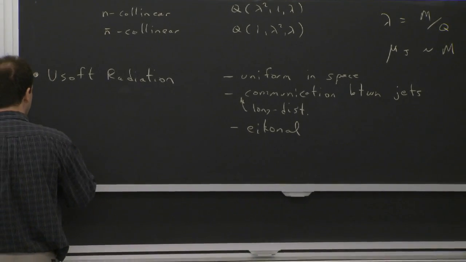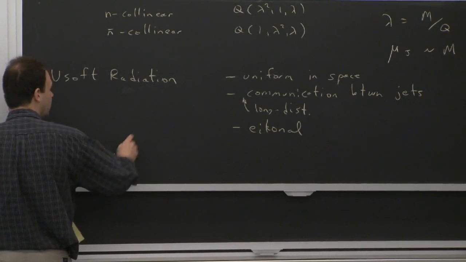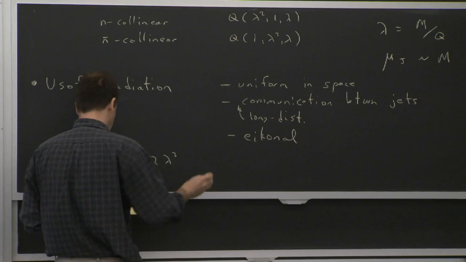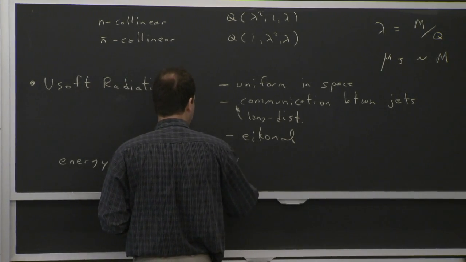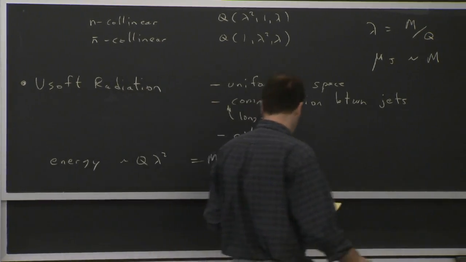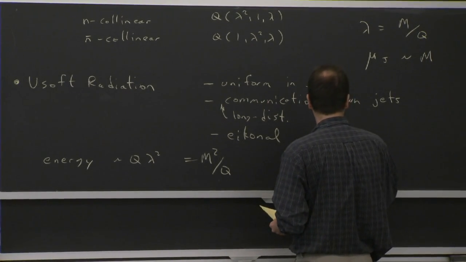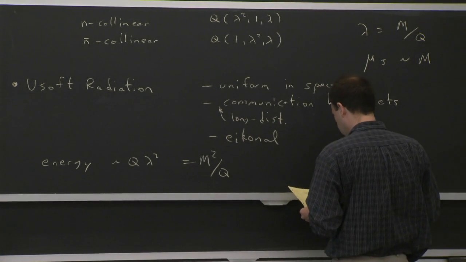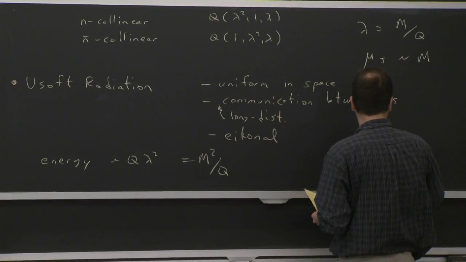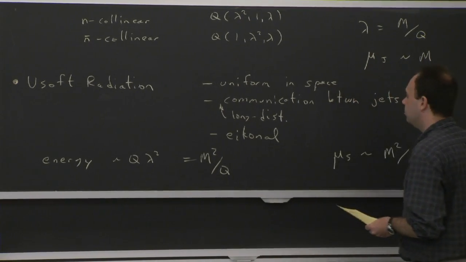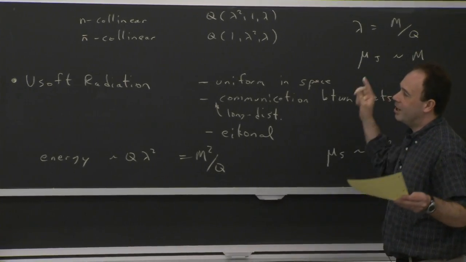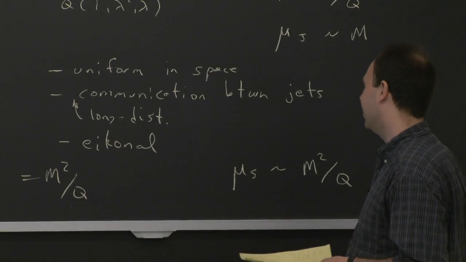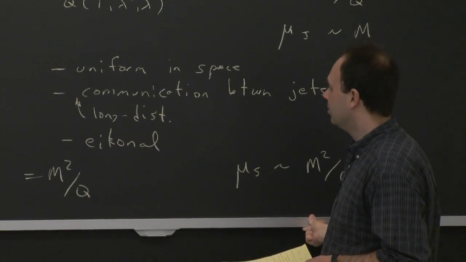So what is this ultrasoft radiation? It's radiation that has energy of order q lambda squared, so that's m squared over q energy radiation. And so the ultrasoft scale, which is the next scale down in the picture, is m squared over q. Often, because there's no soft radiation in this setup, people will just drop the ultra and just call it soft. That's very common.